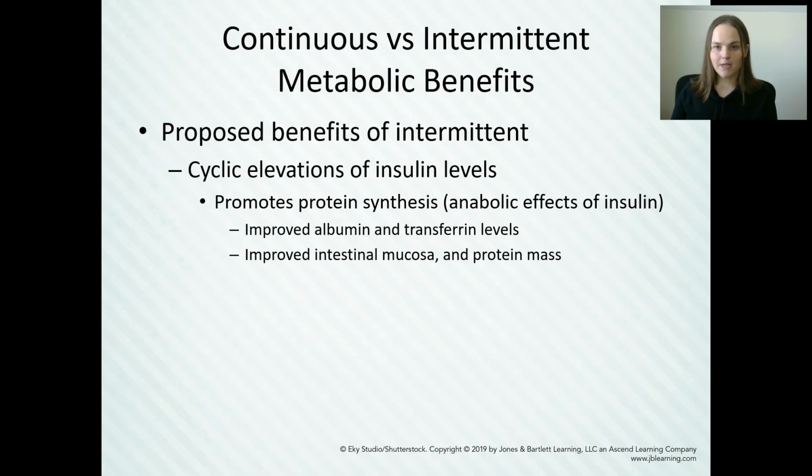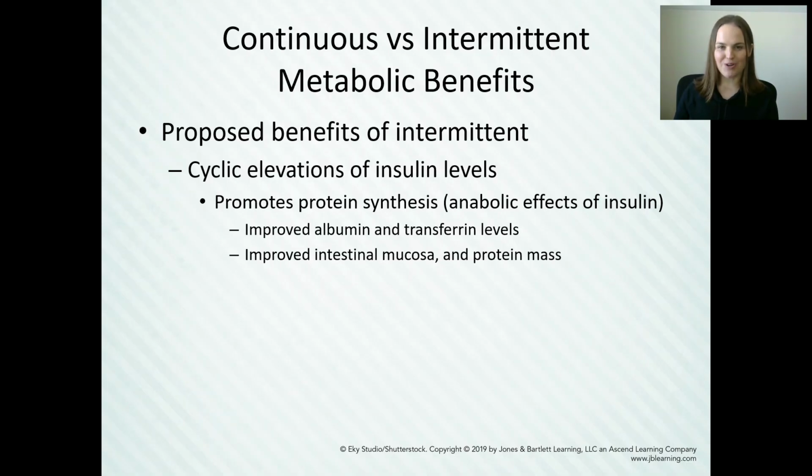And then benefits of intermittent. Intermittent more closely mimics what normal eating looks like. So several small meals throughout the day would be more in line with intermittent feeds. And so then you have that nice cyclic elevation of insulin levels, and insulin plays a pretty key role in building protein mass. So you have more natural insulin levels and more natural protein synthesis. Through that, they've seen improved albumin levels, improved transferrin levels, and better intestinal mucosa, resulting in improved protein mass.